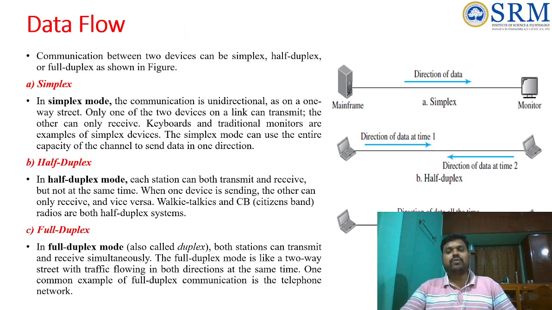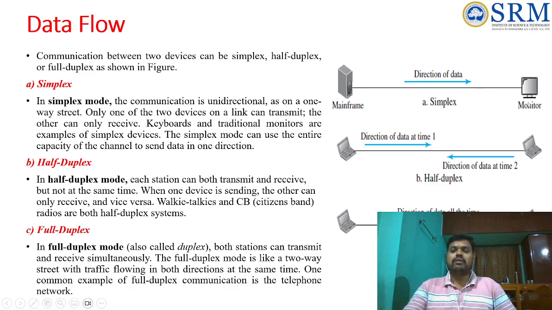Okay. So based on the data movement, the data flow is either categorized as simplex mode, half duplex mode, or full duplex mode. You can see here, if your data is moving in only one direction, then it is categorized as simplex mode of transmission, where data will move only in one direction, right?